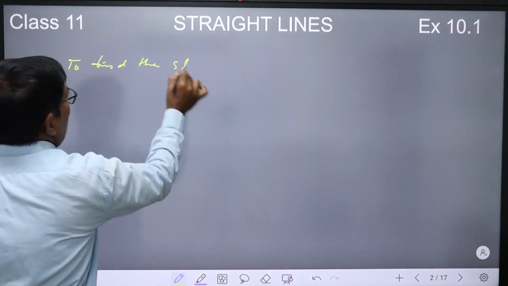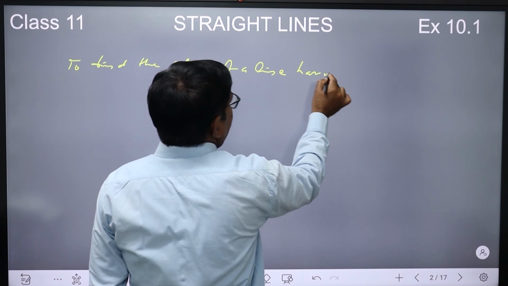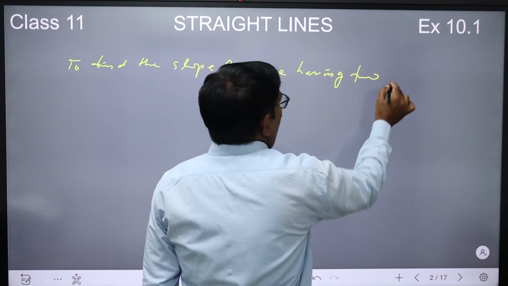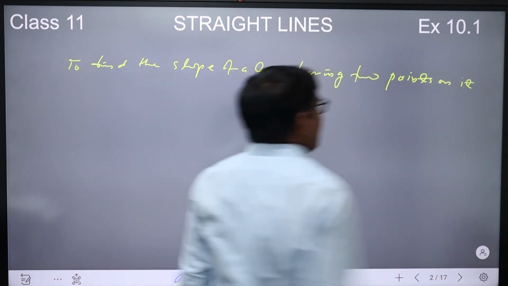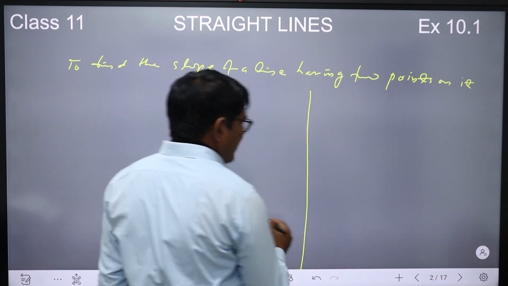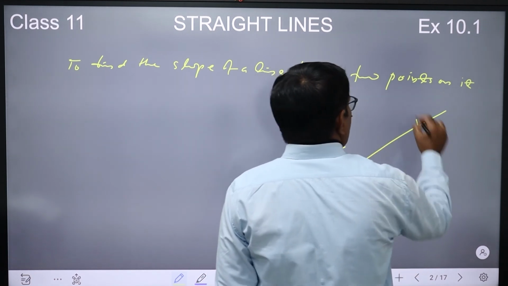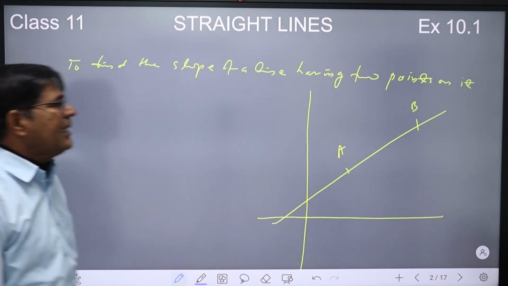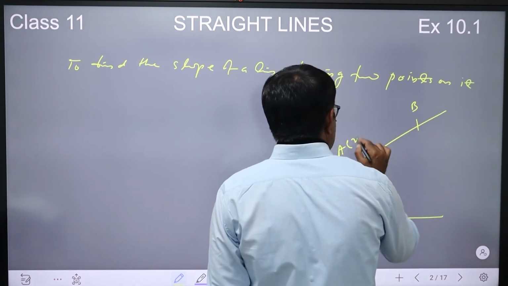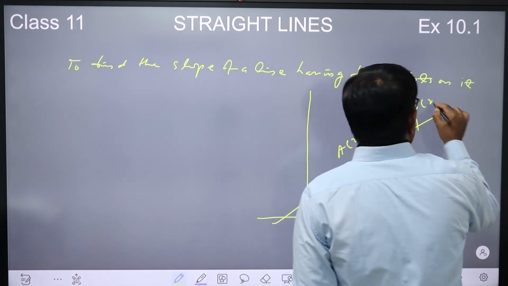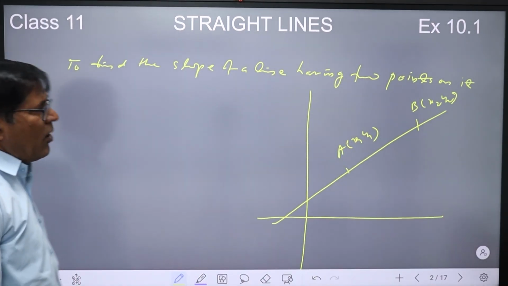So next, to find the slope of a line having 2 points on it. There is a line, let us suppose in 2 dimension space, on which one point is A and the other point is B, and the coordinates of A and B are both given. So let the coordinate of point A be x1, y1 and the coordinate of B be x2, y2. Then how will we find the slope of this line AB?